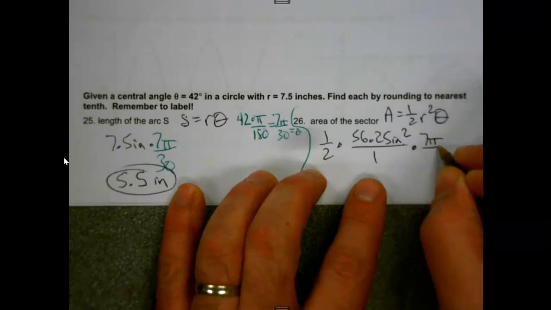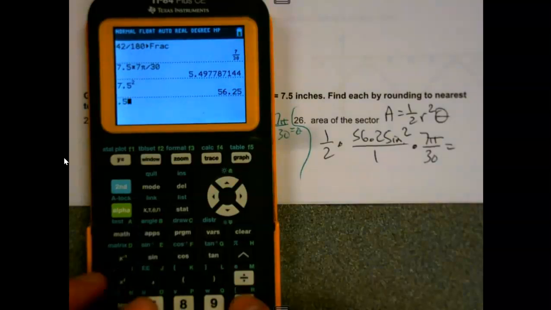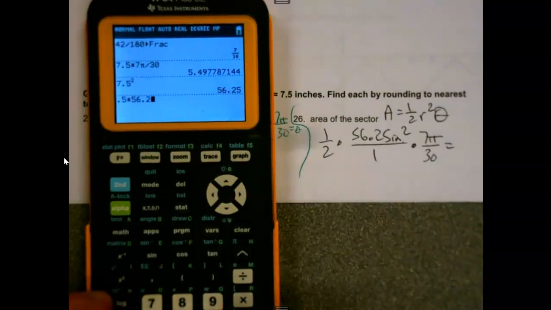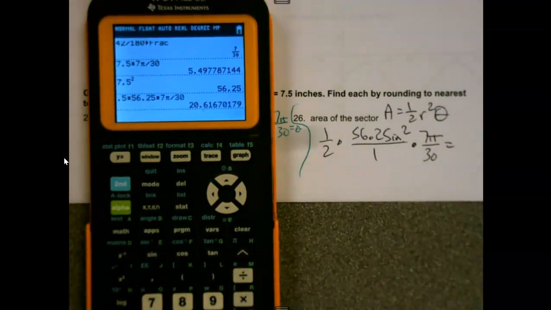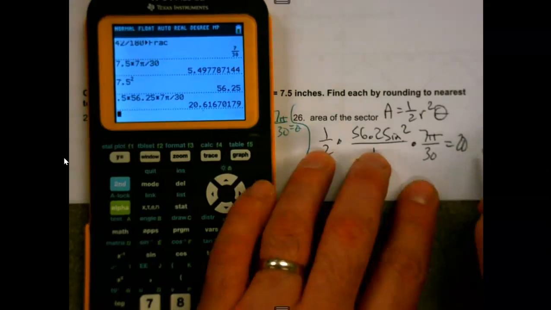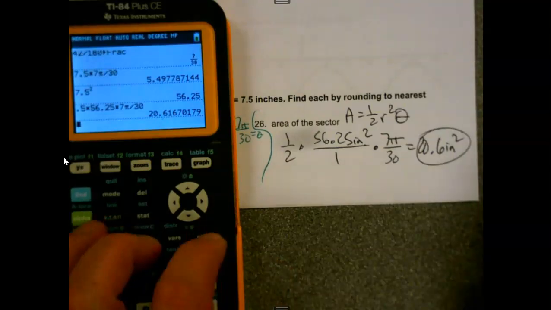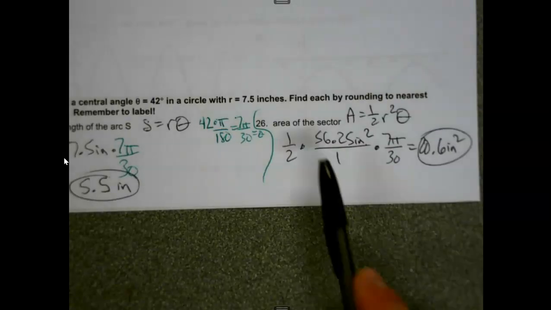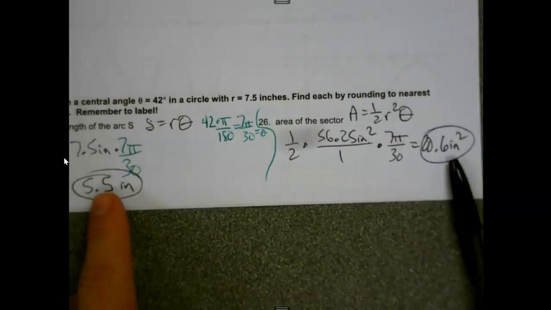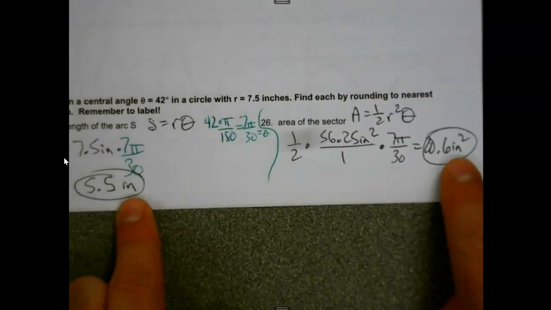Times 7 pi over 30. So 0.5 times 56.25 times 7 pi divided by 30. 20.6 square inches. Again, there's no other labels there for me to really get confused by, but again, area and length, you're measuring space, you're measuring distance, you're not measuring angle measures. So make sure your labels are on there. That's about all I got to remember for that.